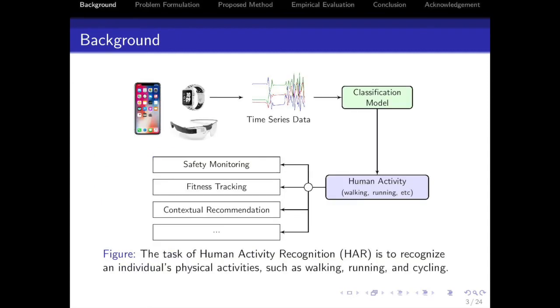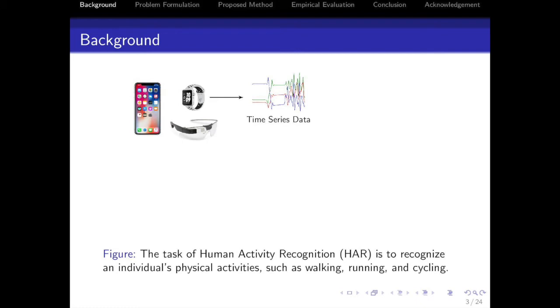In this paper, we are trying to solve a problem in human activity recognition. So, let's first talk about what is the human activity recognition. The study of human activity recognition is to recognize an individual's physical activities such as walking, running, and cycling, using sensory data. This figure shows a general procedure of human activity recognition.